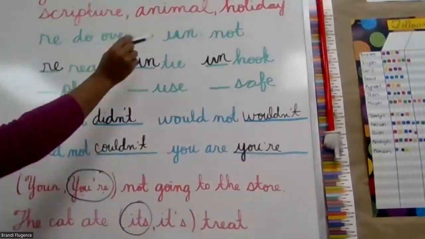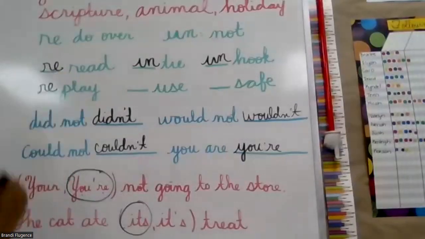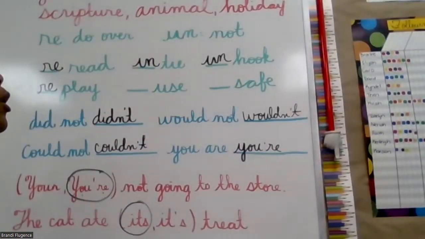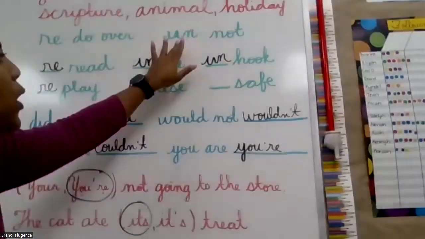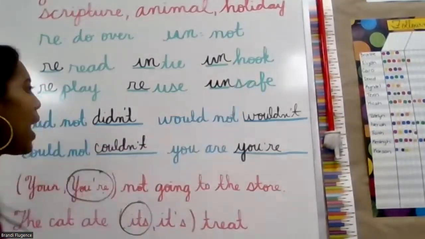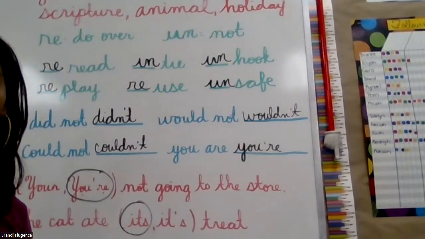Is it replay or unplay? Replay. Replay means to do it again. Next, we have reuse or unuse. Reuse. Do it again. Use it again. And then resave or unsave. Unsave meaning it is not safe. Well, yes, dangerous, but not safe. Okay? So you'll see that in your book today.